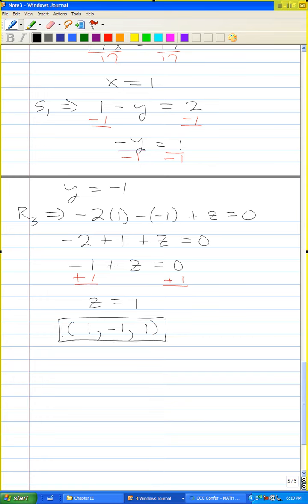In general, I'm lazy and I actually don't write the ordered pair. I usually just say, well, x is 1, y is negative 1, z is 1, and just assume that you can write it as an ordered pair.